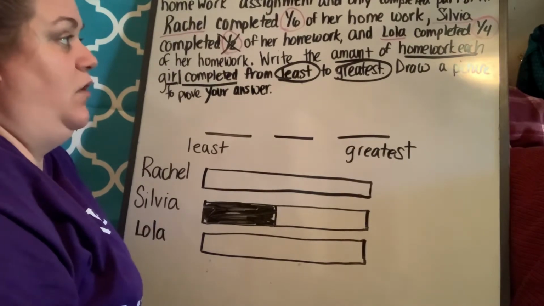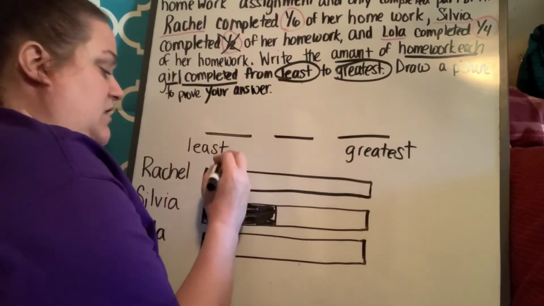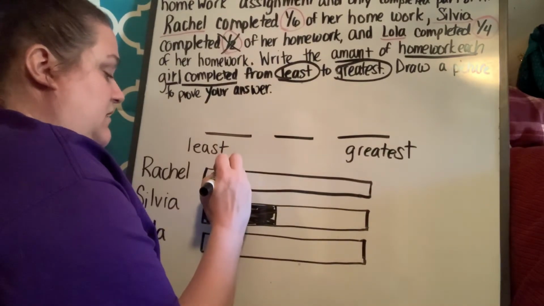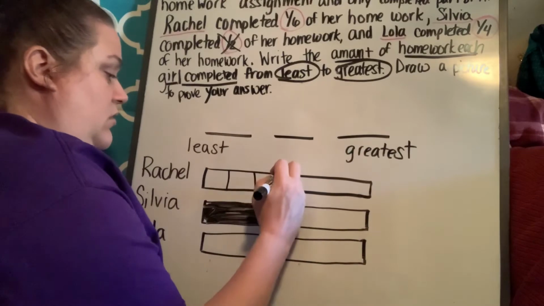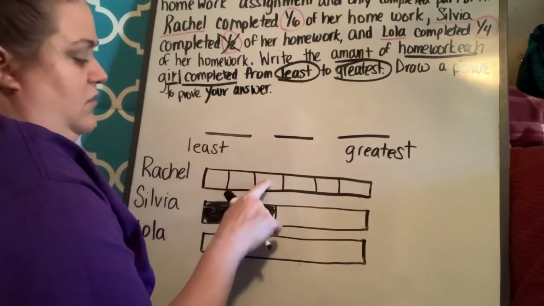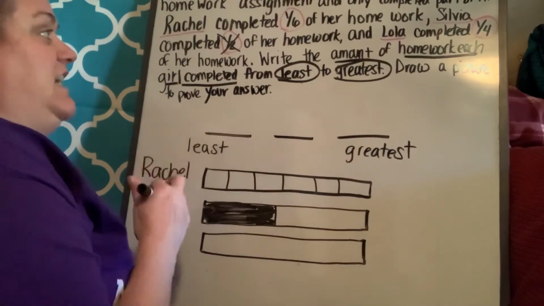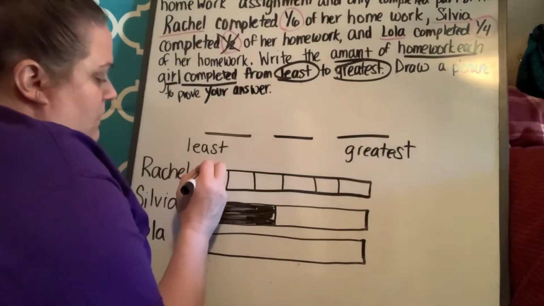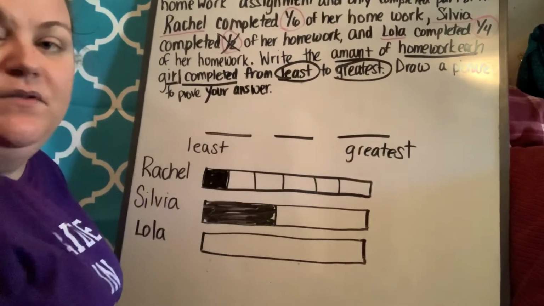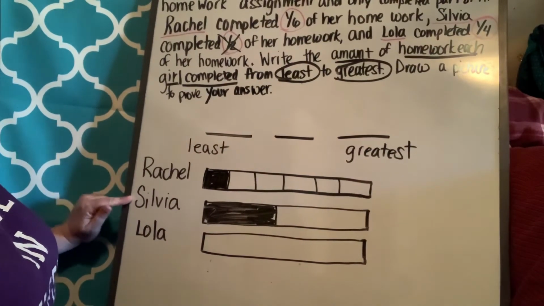Since Rachel was first, I'm going to go with dividing Rachel's into 6ths. I'm going to do the best I can to divide my tape diagram equally. So I'm going to need 6 pieces. 1, 2, 3, 4, 5, 6 pieces. In order to show how much Rachel did, I need to shade in 1/6 of this. So there's Rachel. If I was going to compare these right now, I would say that Rachel did less homework than Sylvia.